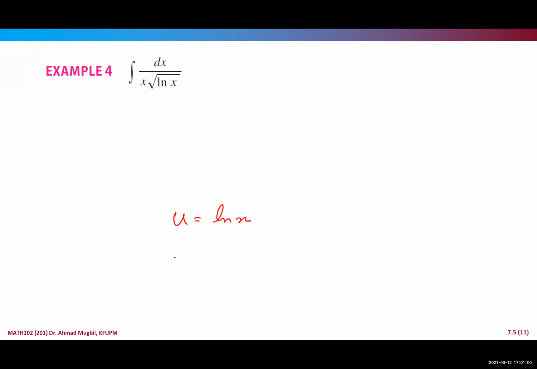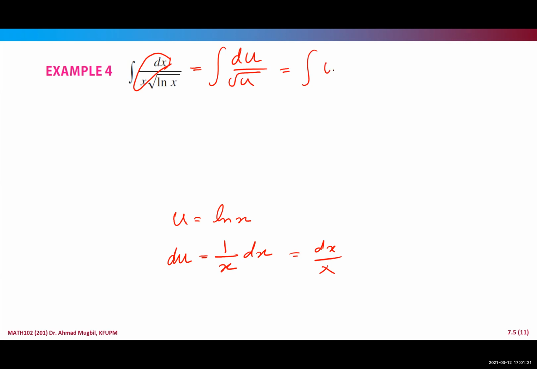So it is natural here to think about putting u equals ln x. But of course, it is important to ask yourself, do I have the derivative of ln x inside this integral? If you put u equals ln x, the derivative is 1 over x dx. And we have it. Look, this is dx over x. Here it is. So it is going to be the integral of square root of u du, which is u to the power negative half du. And now it will be integrated as a power function.